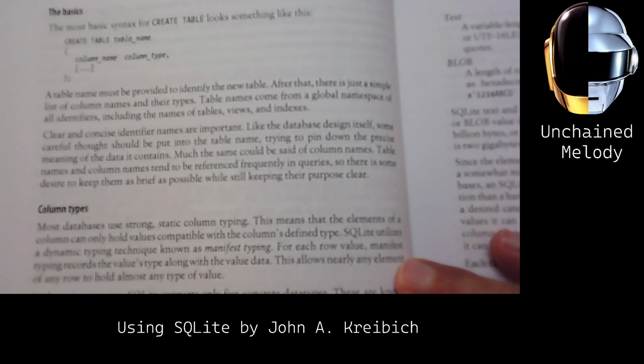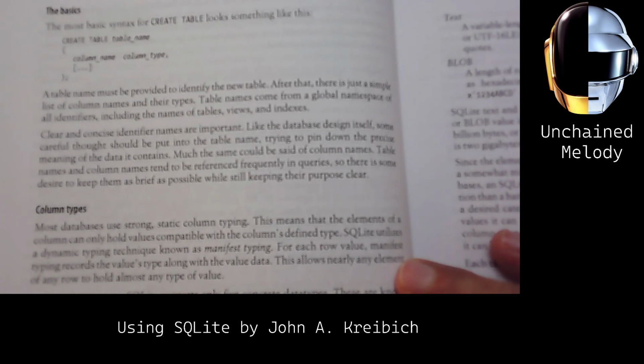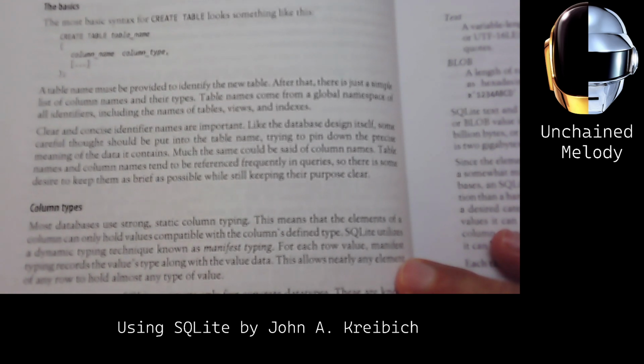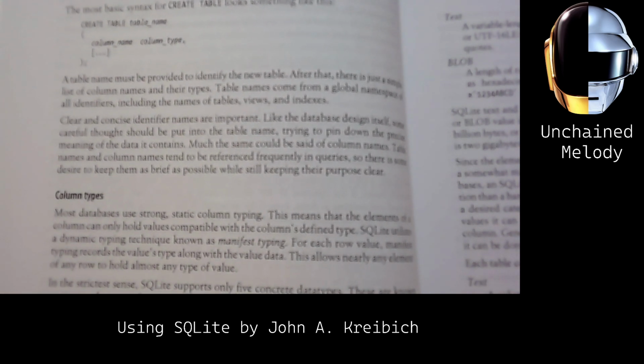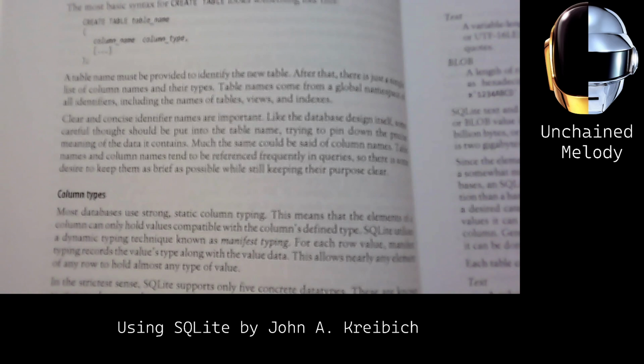Clear and concise identifier names are important. Like the database design itself, some careful thought should be put into the table name, trying to pin down the precise meaning of the data it contains. Much the same could be said of the column names. Table names and column names tend to be referenced frequently in queries, so there is some desire to keep them as brief as possible while still keeping their purpose clear.